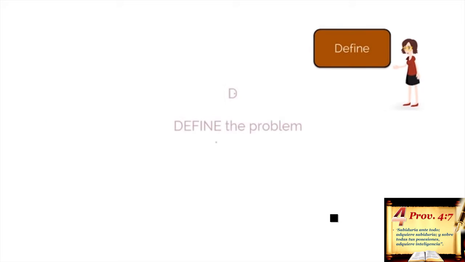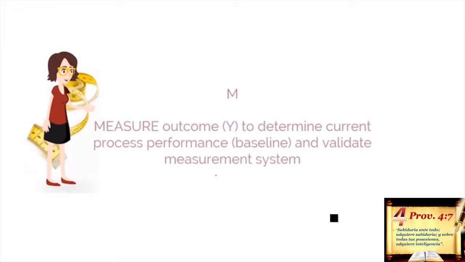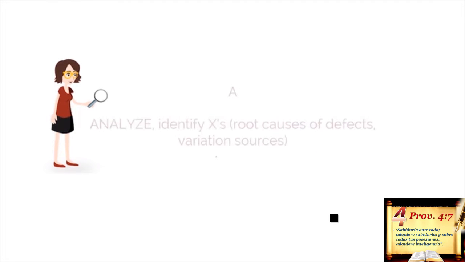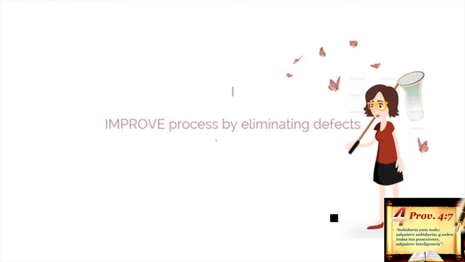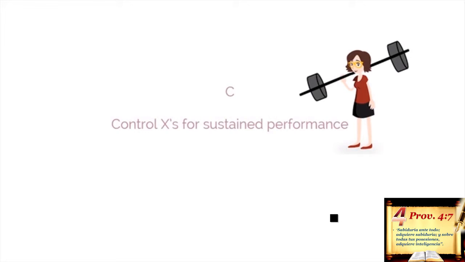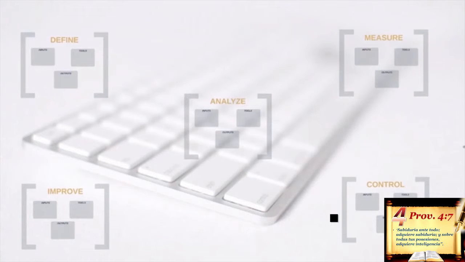Let us see what exactly DMAIC stands for. D stands for define the problem. M is to measure the outcome, to determine the current process performance baseline and validate the measurement system. A is for analyze: identify X's, root causes of the defects, and variation sources. I stands for improve the process by eliminating defects. C means to control X's for sustained performance. Now we will look at each of these phases.